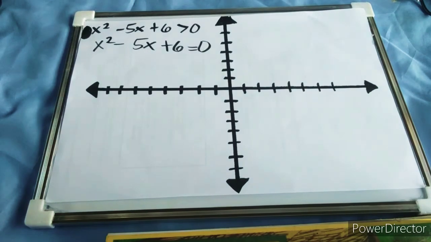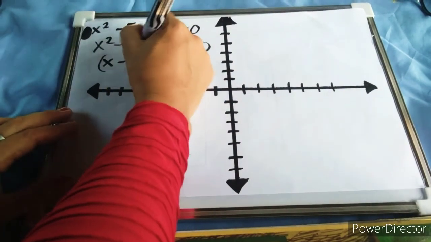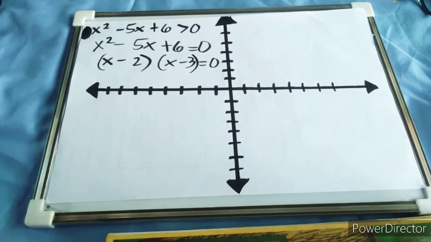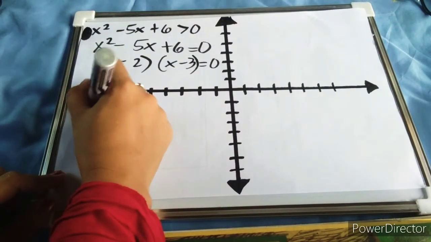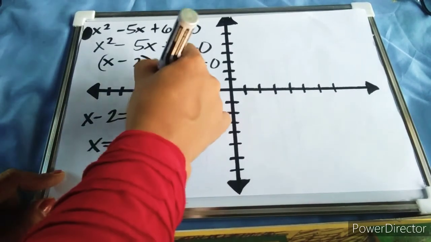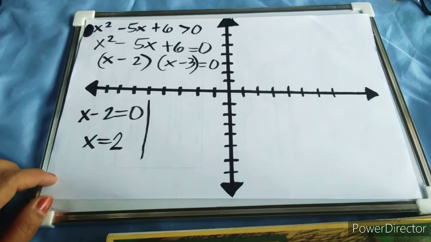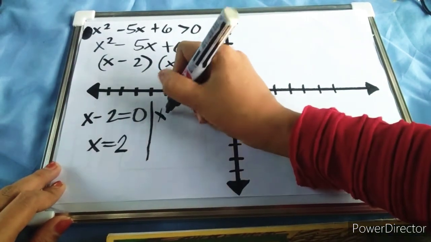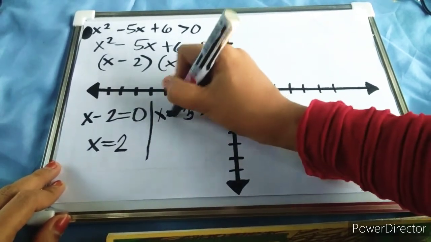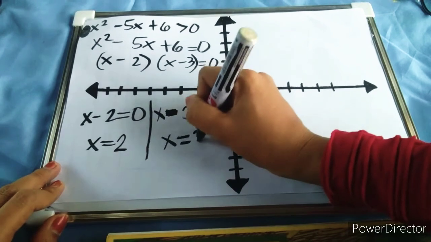And after that, apply factoring. What are the factors of 6 na mayroong sum na negative 5? We have negative 2 and negative 3. After that, equate each factor to 0. So we have x minus 2 is equal to 0. The first root is what? That would be positive 2. And we have another one, x minus 3 is equal to 0, so we have another root as positive 3.